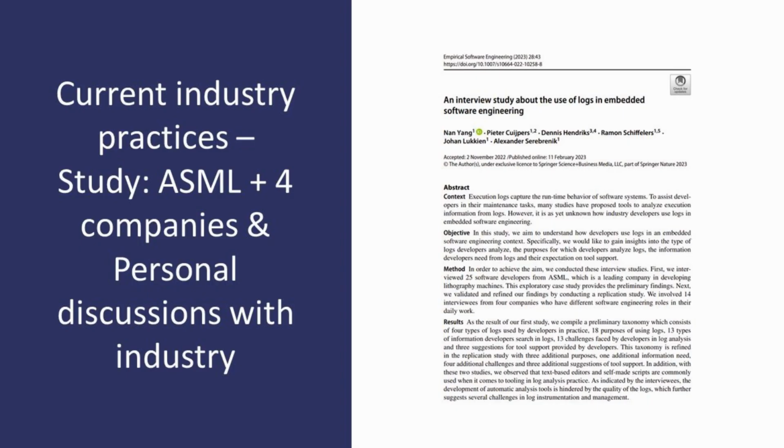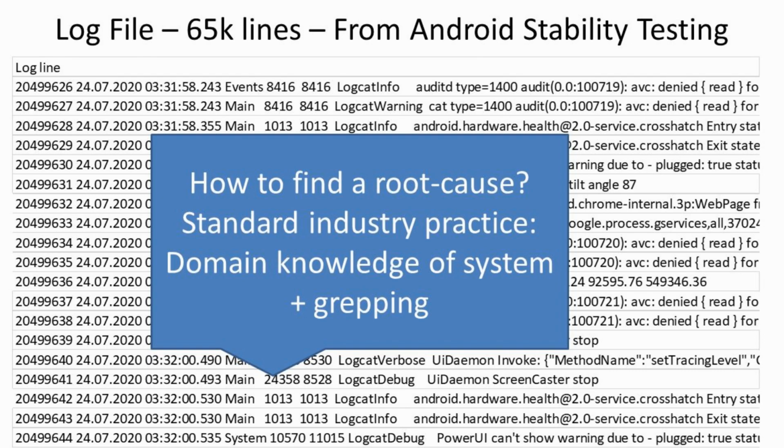Now we turn our attention to the state of the practice. The information presented is sourced from a study conducted with ASML and 4 other companies based in the Netherlands. Standard industry practice for identifying suspect events in log files typically involves leveraging domain knowledge combined with filtering or search techniques. Domain knowledge allows engineers to make informed guesses about what to search for in log files. It guides them towards specific keywords or error codes to efficiently filter or grep through extensive datasets.